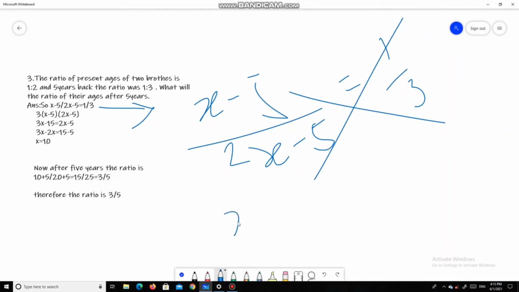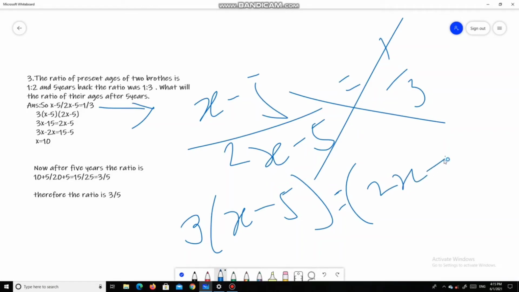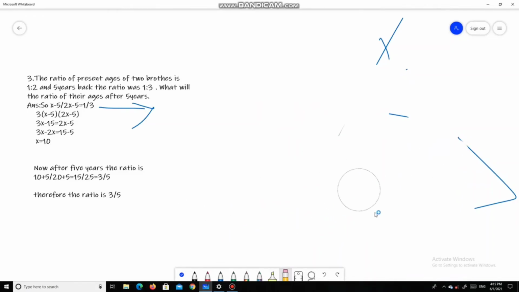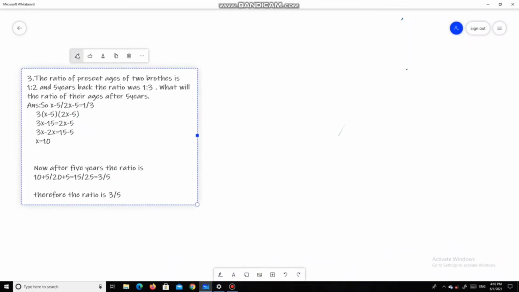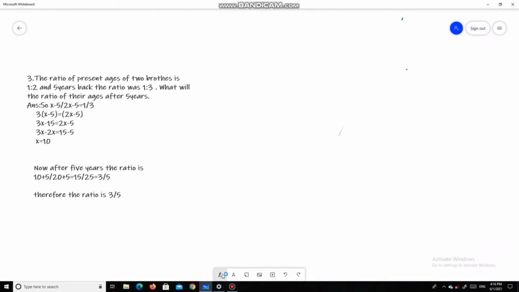So here 3x minus 5 into 2x minus 5, is equal to. Okay, this is the equation. I think I forgot here to write the is equal to sign. I will write now in front of you. Wait a second. Okay, here is that is equal to sign. Now I will solve in front of you.